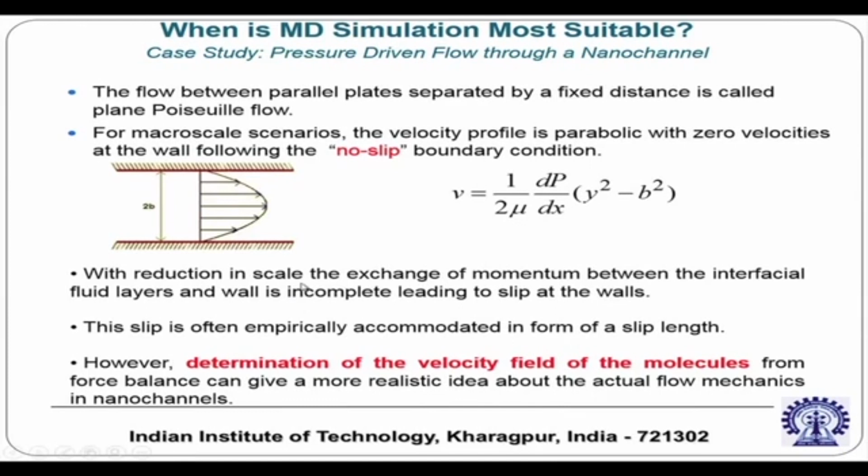However, with reduction in scale, the exchange of momentum between the interfacial fluid layers and wall is incomplete, leading to slip at the walls. This slip is often empirically accommodated in the form of a slip length. However, you can directly obtain the velocity profile and hence the slip length from the molecular information from a force balance on the molecular scale, that gives a more realistic idea about the actual flow mechanics in nanochannels. So essentially that will give you a slip length which you can fit with continuum level calculations.